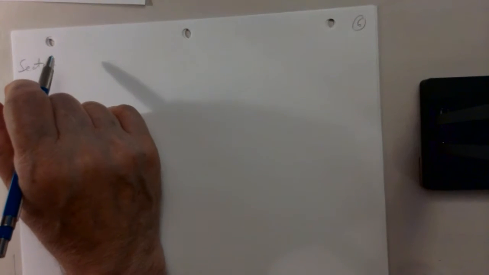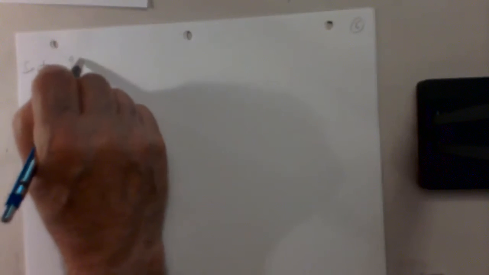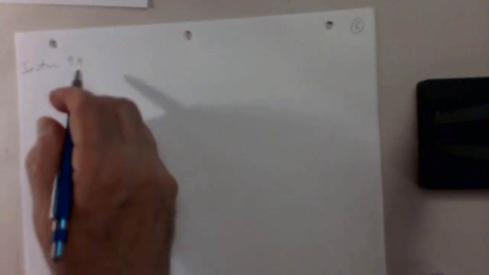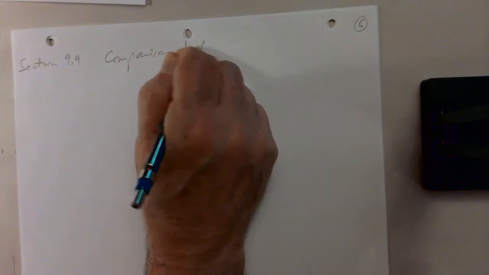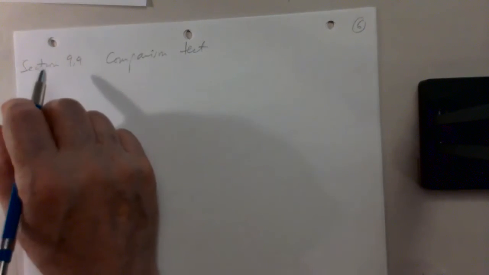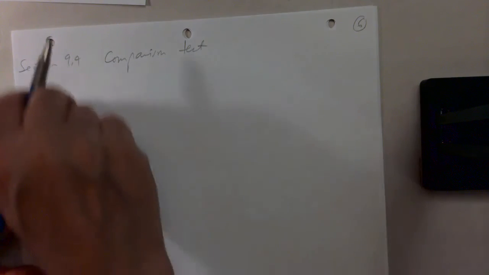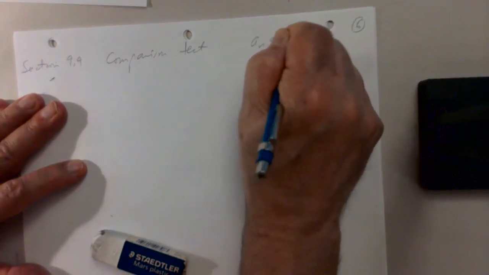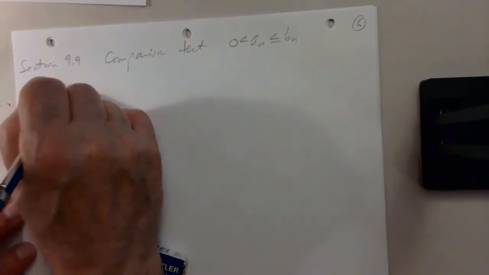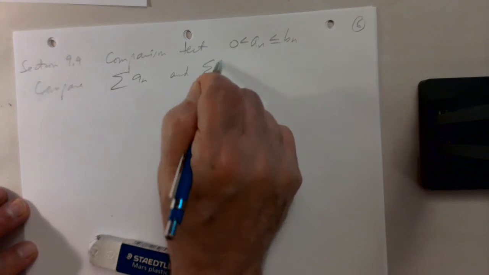Let me do a couple of problems in section 9.4. So this uses the comparison test. Suppose we have series where an is less than or equal to bn, and these are positive for all n, and we want to compare the two infinite series, summation an and summation bn.